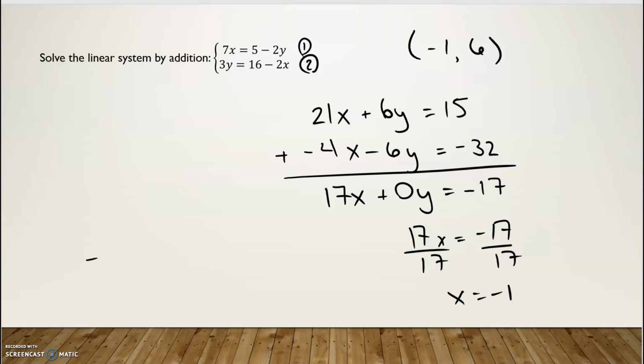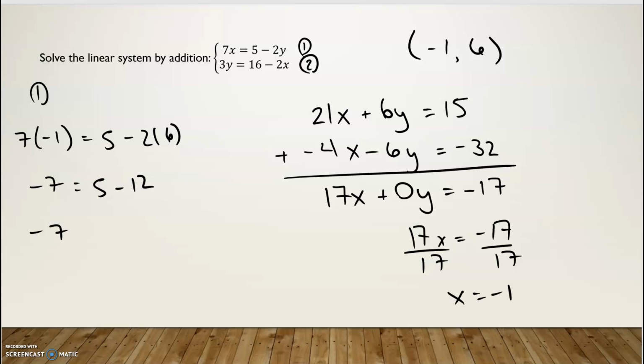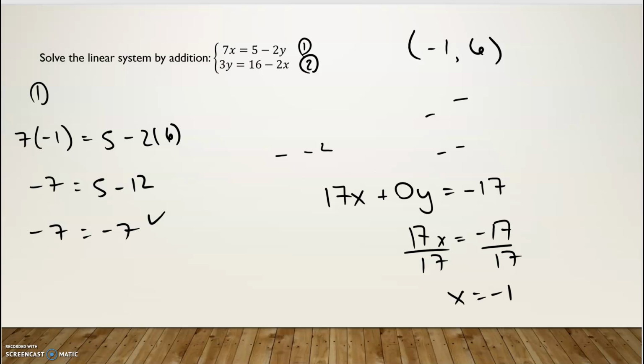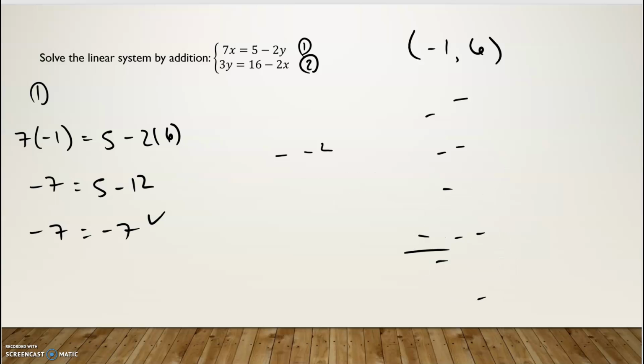Okay, so I'm going to plug it back into both equations. So first one. So we got 7 times negative 1 is equal to 5 minus 2 times 6. So that's negative 7 is equal to 5 minus 12. Negative 7 equals negative 7. That one checks out. But we also need to check out the other equation, because if one of them passes but the other one fails, it's not a solution. Both of them have to pass.